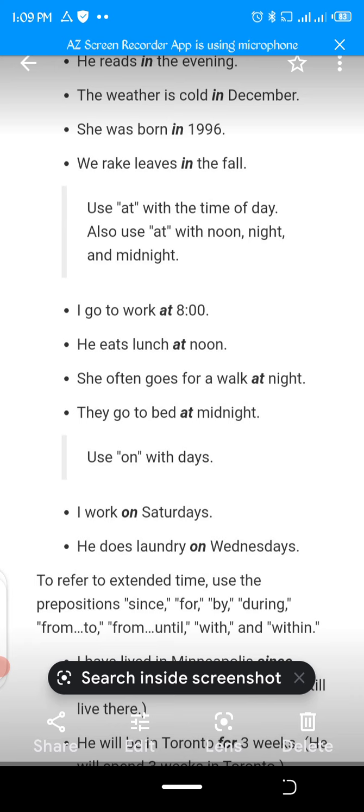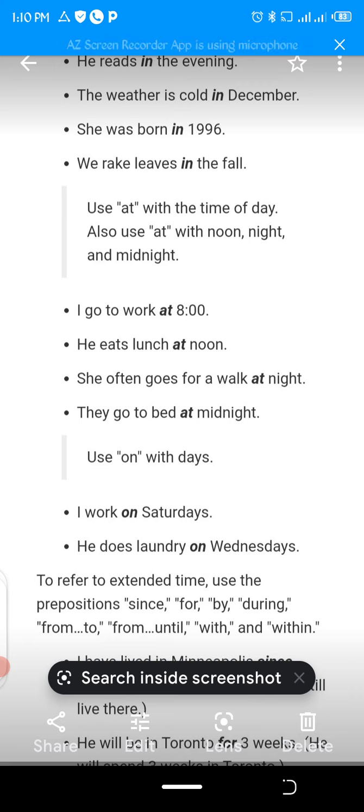We usually use at with the time of day. Also, we use at with noon, night, and midnight. I go to work at 8 o'clock. He eats lunch at noon. She often goes for a walk at night. They go to bed at midnight. At is also an example of a preposition of time.